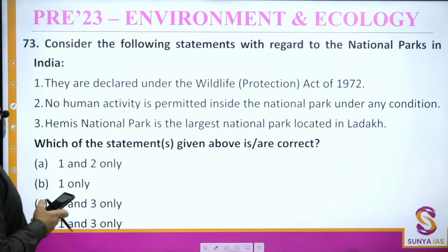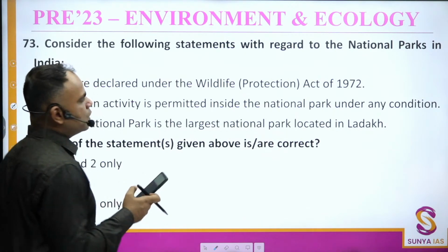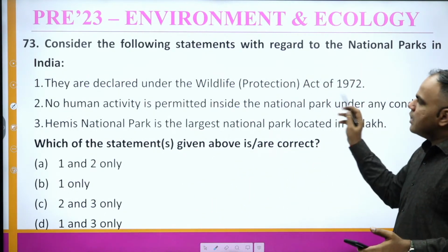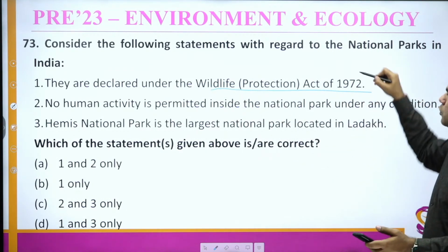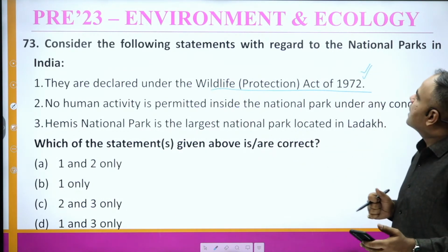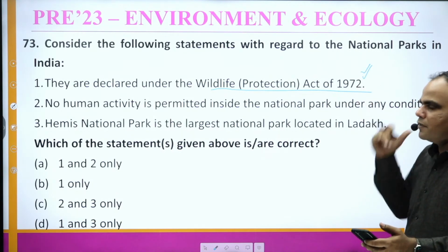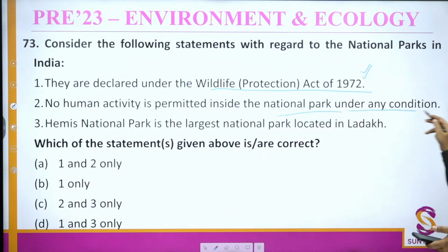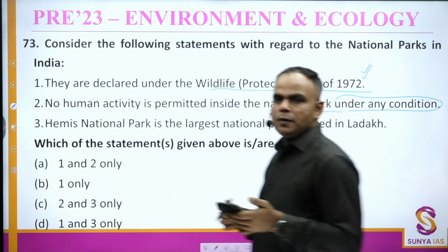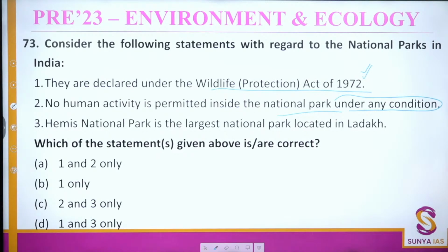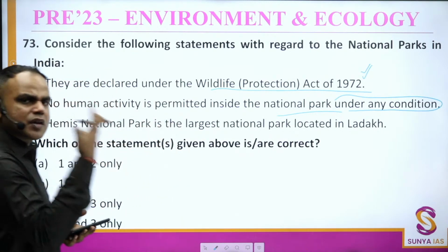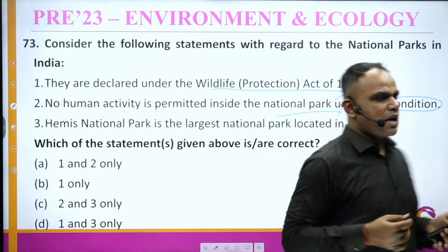the statement is related to national parks. One thing you need to know, national parks have the highest degree of protection. These are declared under the Wildlife Protection Act of 1972. This is correct, national parks are designated under this Act. Second, no human activity is permitted in the national park under any condition. This makes the statement difficult, because it becomes very extreme. Actually there are some cases wherein some of these activities can be provided after taking due permissions. So that is one thing you need to know.